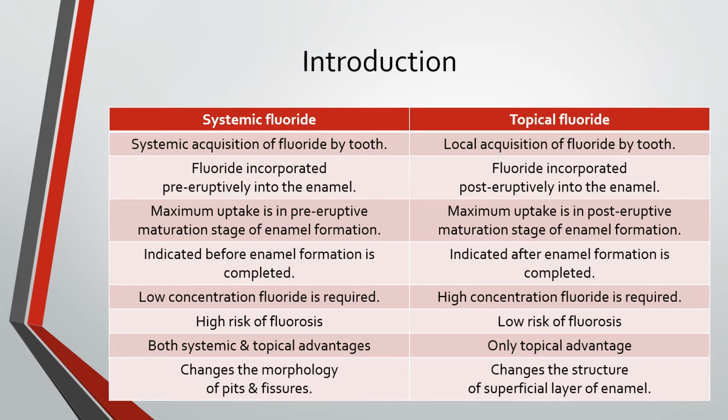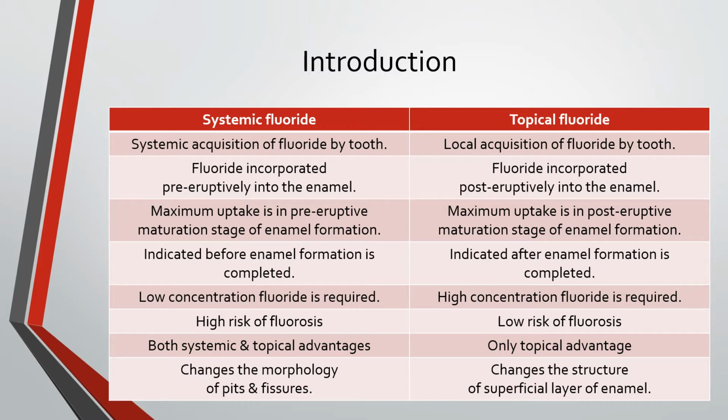When we apply topical fluoride, the fluoride is acquired by the tooth surface by local application, and it is incorporated into the tooth post-eruptively. That means only after the tooth has erupted can topical fluoride be beneficial. Maximum uptake of fluoride is during the post-eruptive maturation stage of enamel. When the tooth newly erupts in the oral cavity, the maturation phase of its matrix is still incomplete and it continues post-eruptively. If at this moment topical fluoride is applied, the fluoride uptake by this immature enamel is higher.